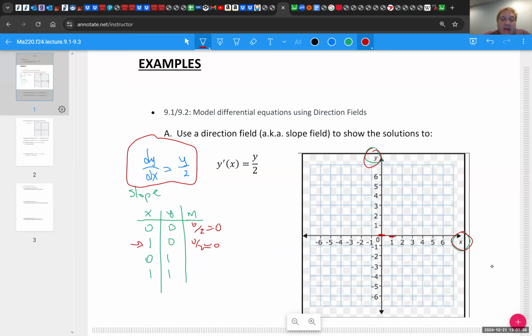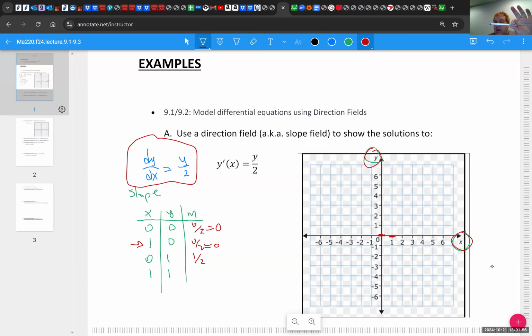My next point in my chart here is 0 comma 1. 1 divided by 2, the y divided by the 2 would be the slope. Well, that's just 1/2. So at the point 0 comma 1, I have a slope of 1/2. So that's certainly not a slope of 0.